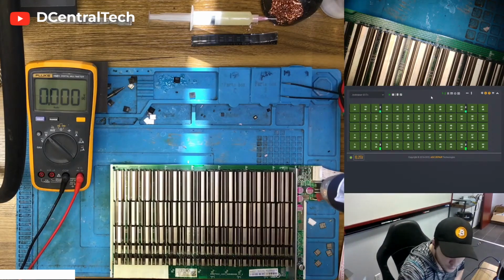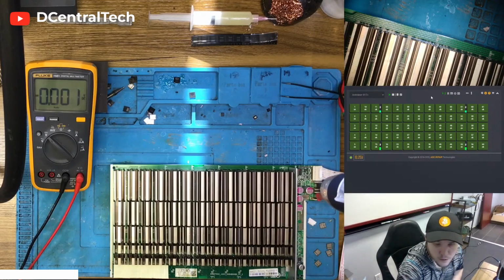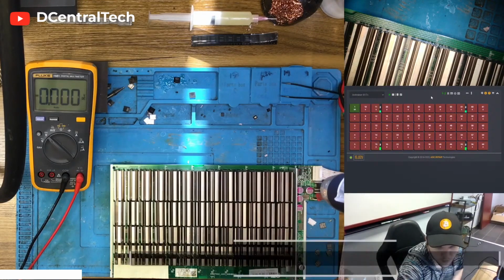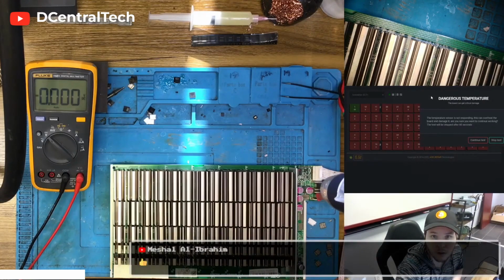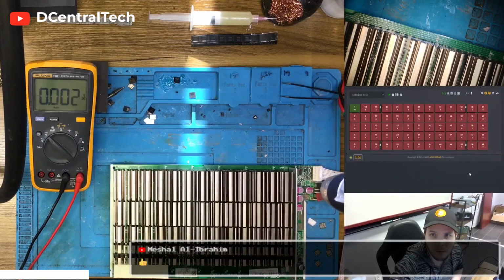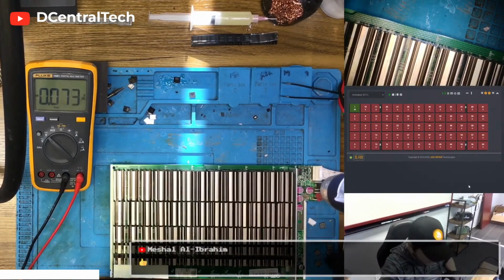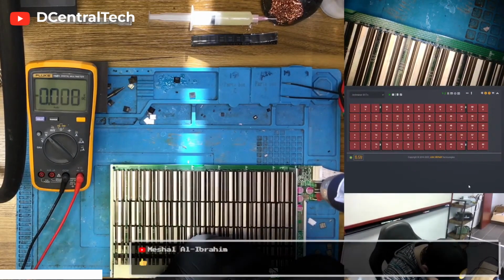So this board just doesn't want to give up. I'm at 16 volts now. Let's try to decrease even more. And we might be onto something. All right. So now I'm at 15.5 volts. Test is still running. Let's go ahead and see what we can measure.